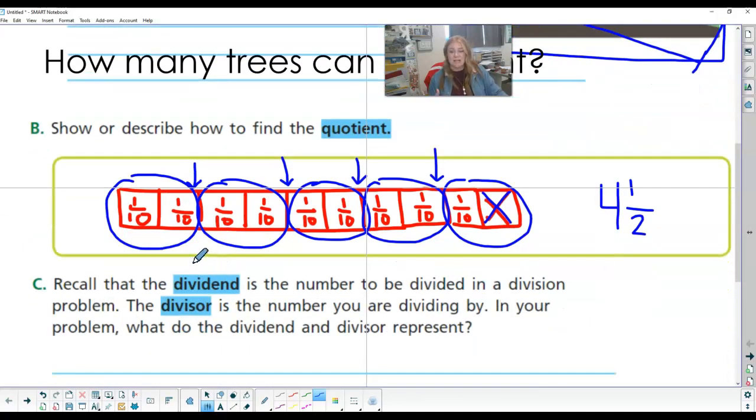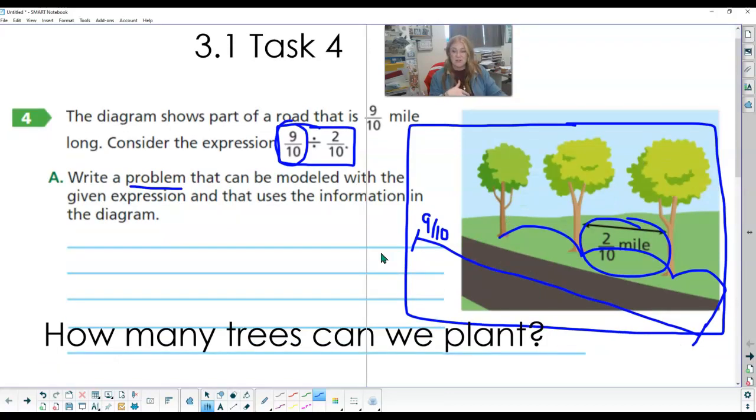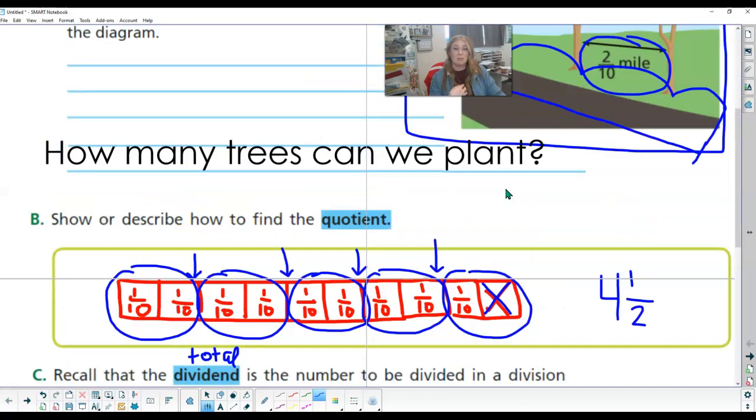So recall that the dividend, which is our total, is the number we're going to be dividing in a division problem, and the divisor is the number we're dividing by. How many groups are we cutting this into? In your problem, what do the dividend and the divisor represent? So the dividend is what we have, our total, 9/10. So in this story problem, what object or what thing is 9/10? So that's your first answer here. The dividend, what is 9/10 representing in the problem?